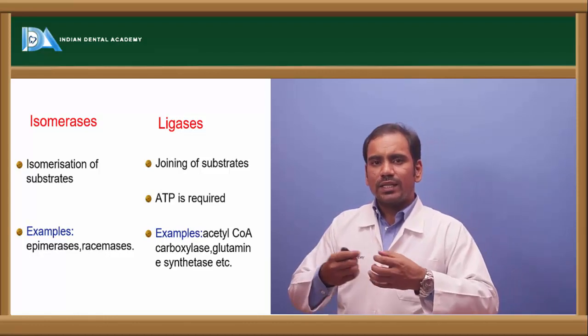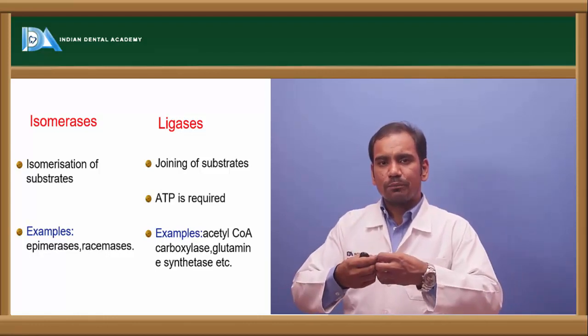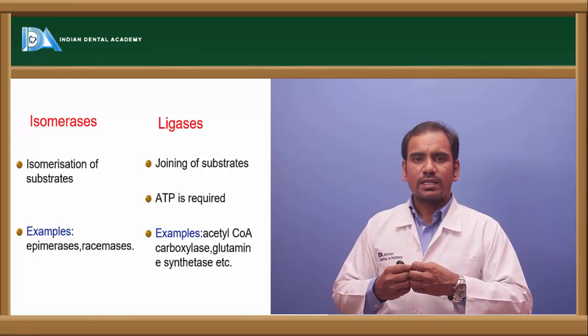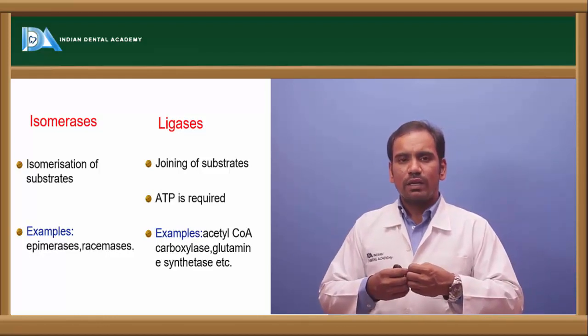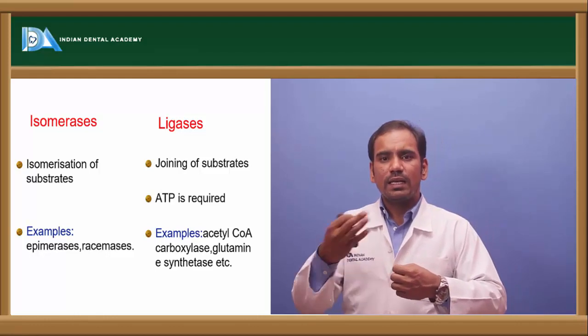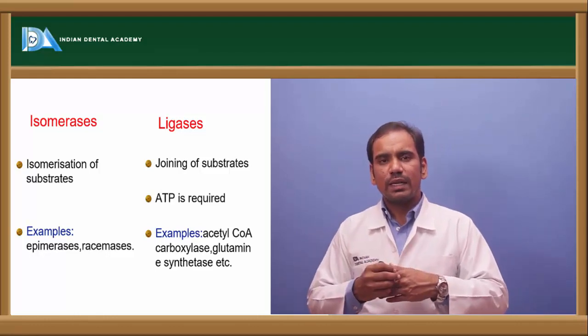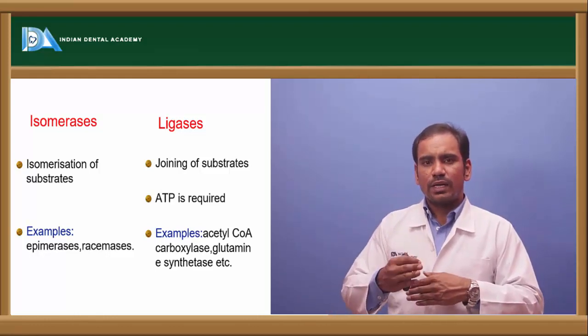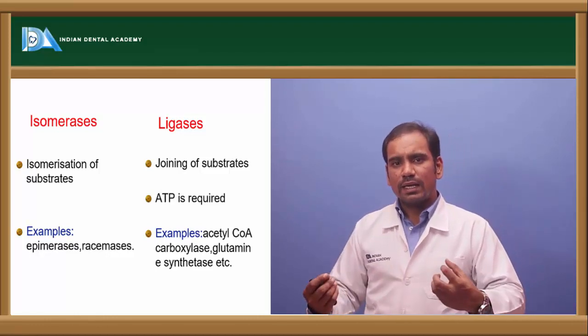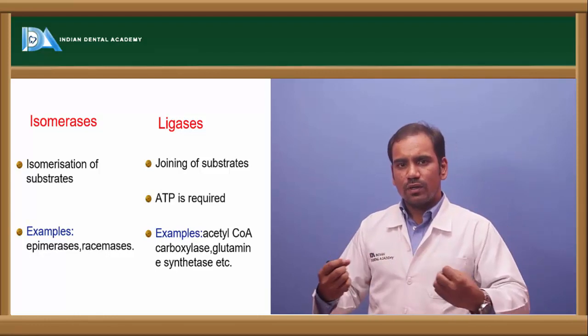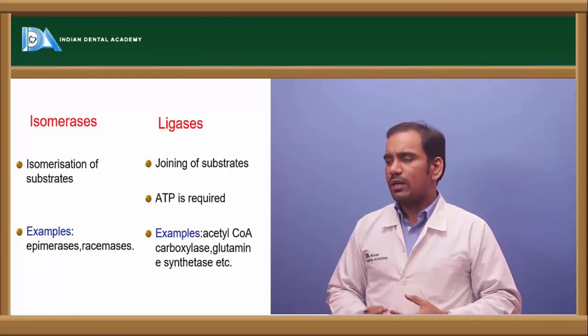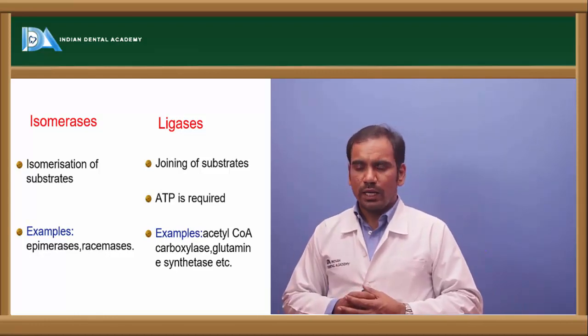So basically there is construction of bonds when the reaction is catalyzed by ligases. There is a destruction of bonds whenever a reaction is catalyzed by lyases. So that is the difference between lyases and ligases. Lyases break the bonds, ligases create the bonds. Right? So for creating the bonds, for joining the two substrates, they require the energy supplied by ATP.